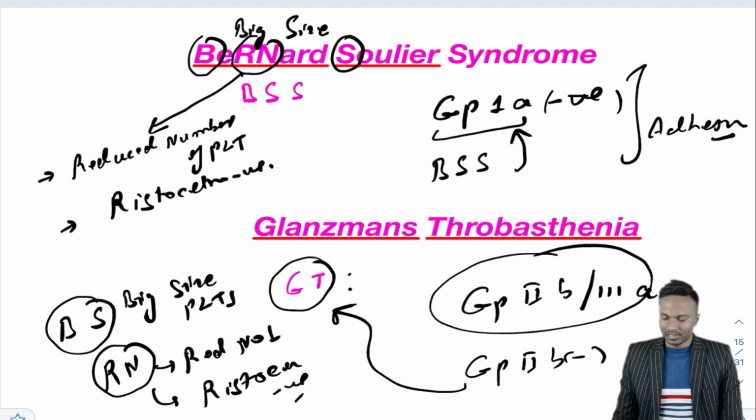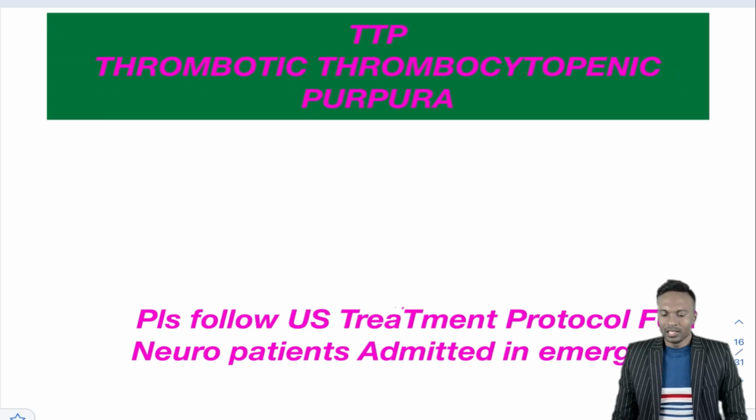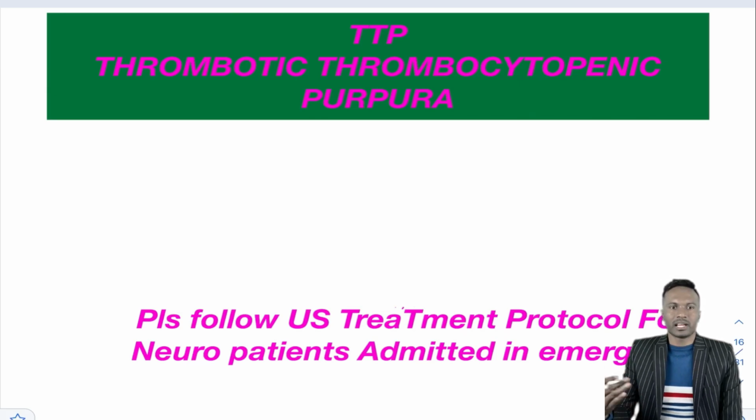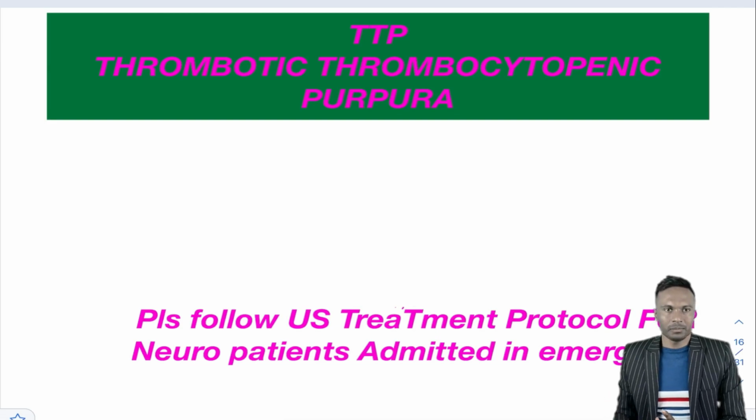Now moving on to the next mnemonic. You have TTP, right? You must be knowing about the pentad of TTP. I mean thrombotic thrombocytopenic purpura. Again, it becomes very difficult to memorize all the events of TTP. What is the pentad? We will come to that part later, right? So we have a mnemonic over here to memorize the events of TTP, thrombotic thrombocytopenic purpura.